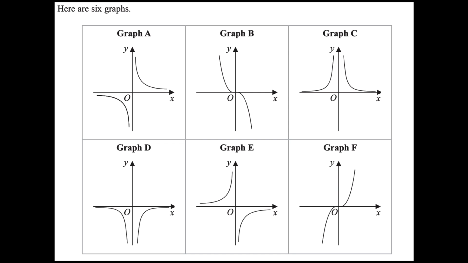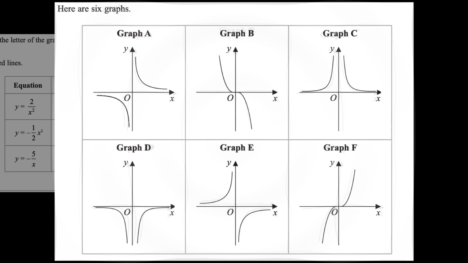So with that in mind, let's have a look at the question. So that first one, 2 divided by x squared, so it's a positive number divided by x squared. That's only really positive, isn't it? That definitely looks like a graph C to me. It's the only graph that has all solutions positive, as they would be with 2 divided by x squared. So I'm going to go with C.